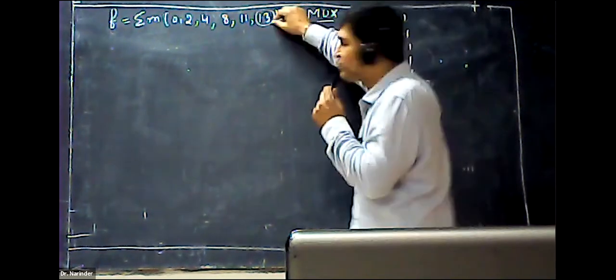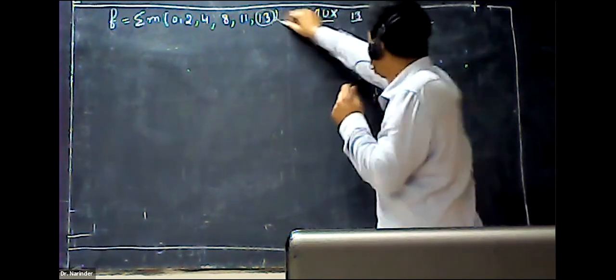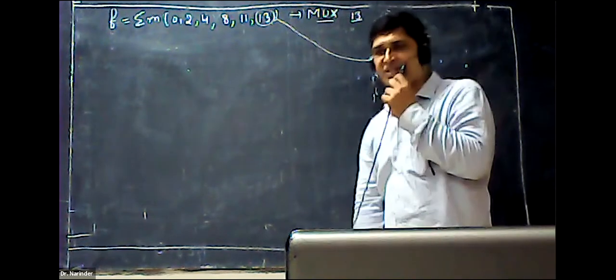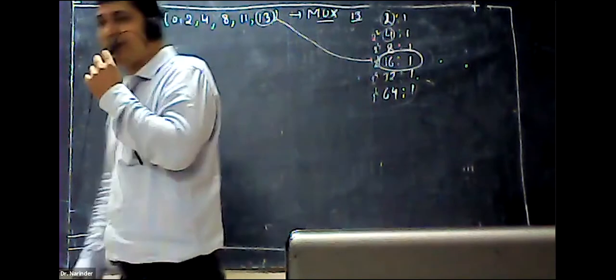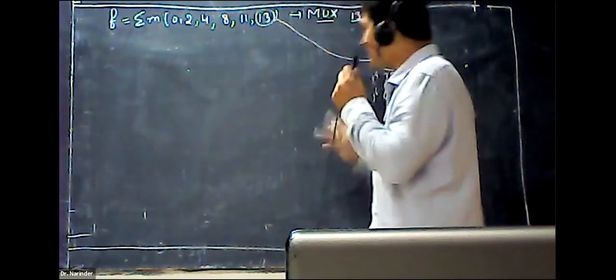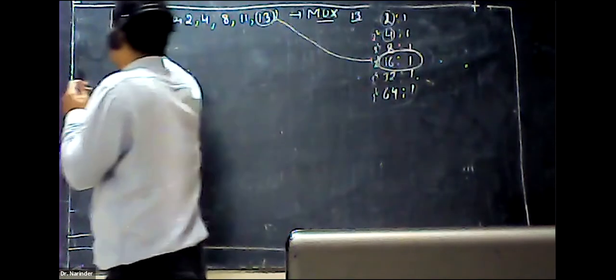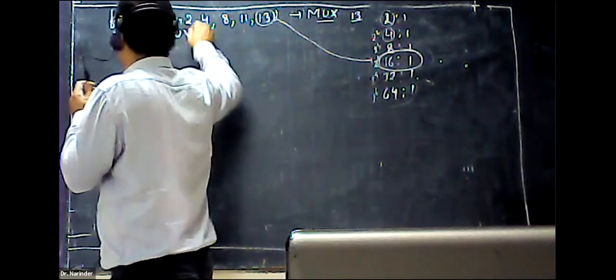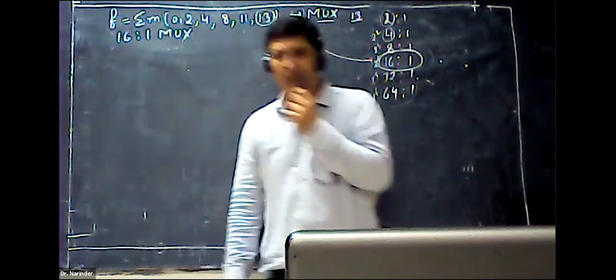So what is the maximum value? 13. Just next to it is 16, so you will choose that multiplexer. You require a 16:1 mux to implement this expression. First of all, we need to select which multiplexer is required, and as per selection, we understand that a 16:1 mux is required for this implementation.